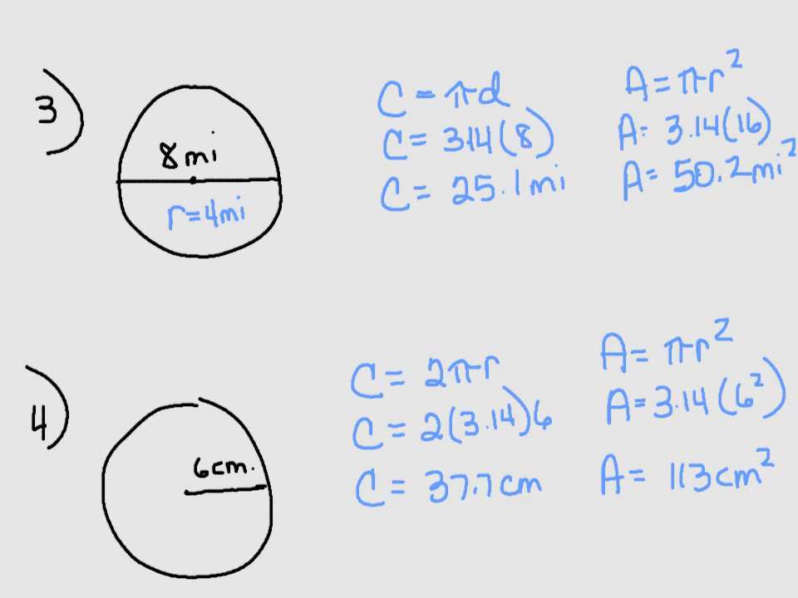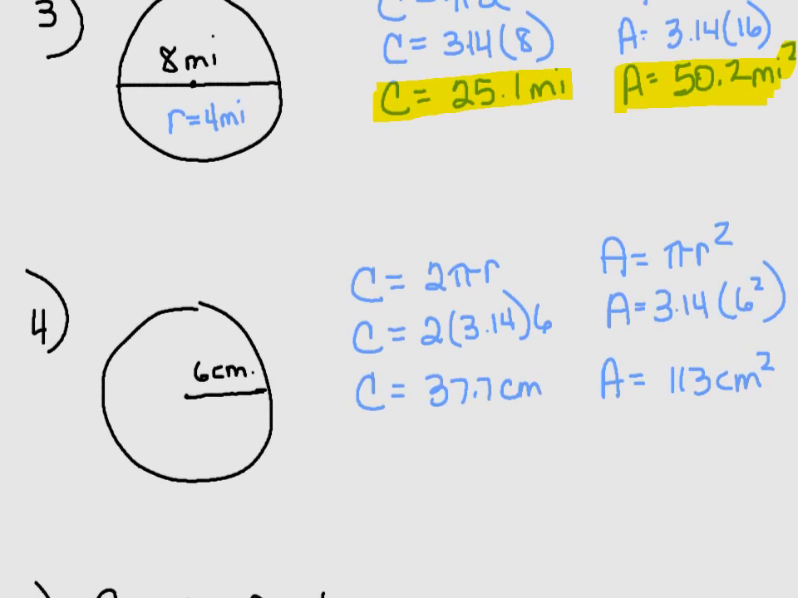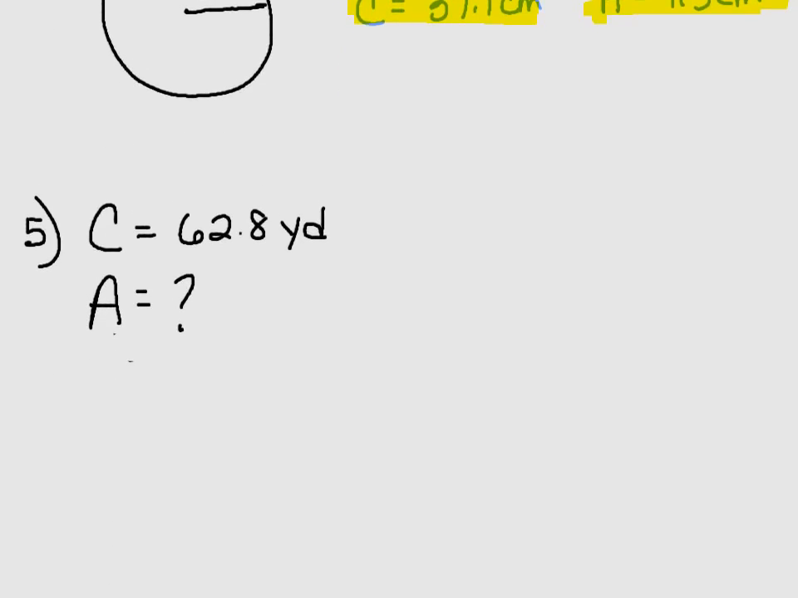Okay, check your work. For number 3, the circumference is 25.1 miles when rounded to the nearest tenth, and the area is 50.2 miles squared when rounded to the nearest tenth. For number 4, circumference is 37.7 centimeters, and the area is 113 centimeters squared. Okay, let's move along. Let's look at number 5.